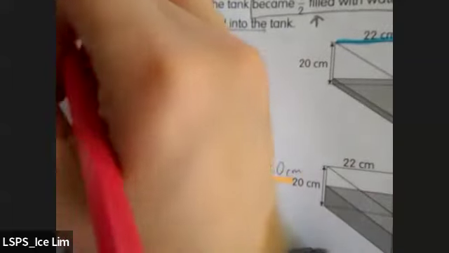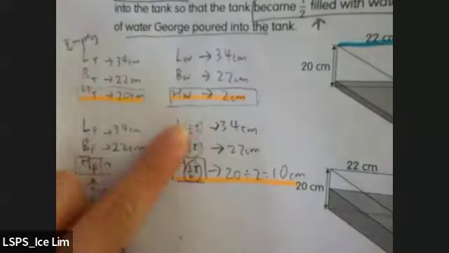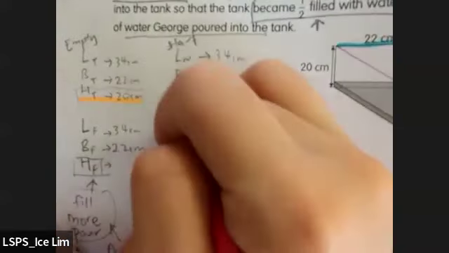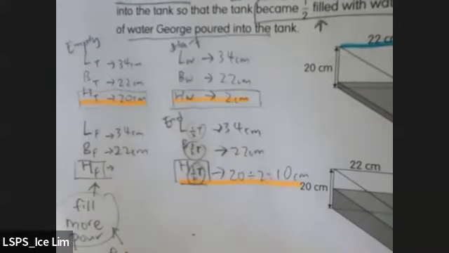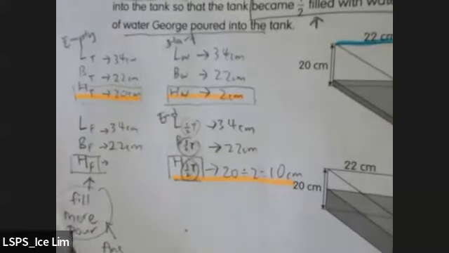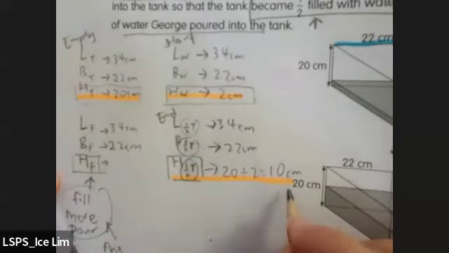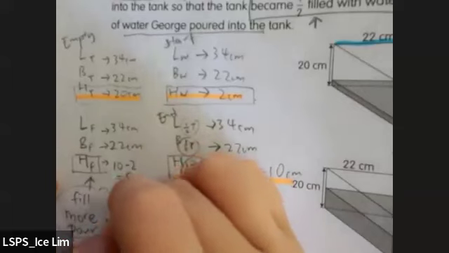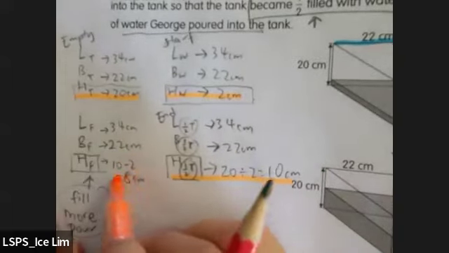So this is empty. Okay, empty tank. At the start of the story, there's some water. This is at the end of the story. It's 10 centimeters. So how much did George pour in? How many centimeters? 8. How do you get 8? 10 minus 2. That's great. 10 minus 2 equals 8 centimeters. So this is the most important part.